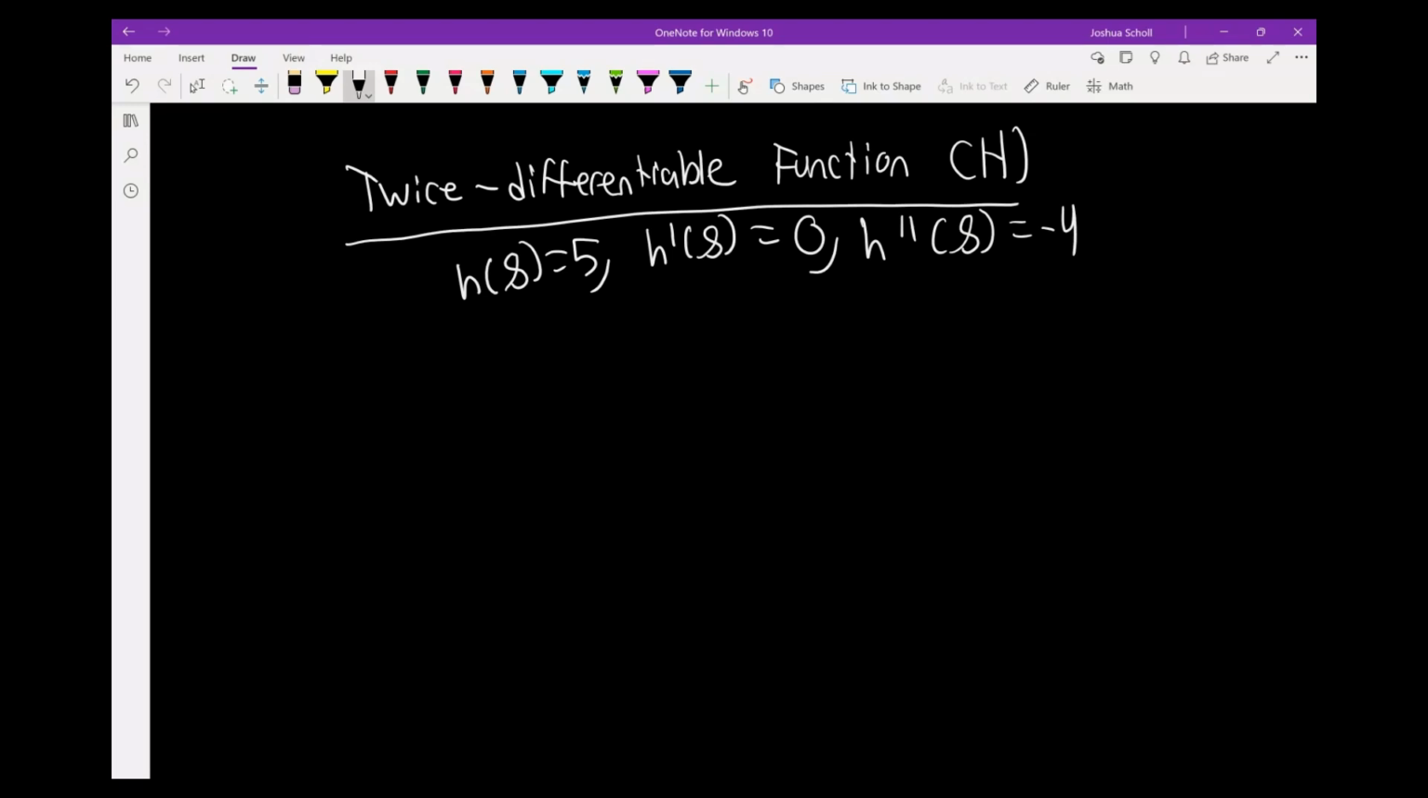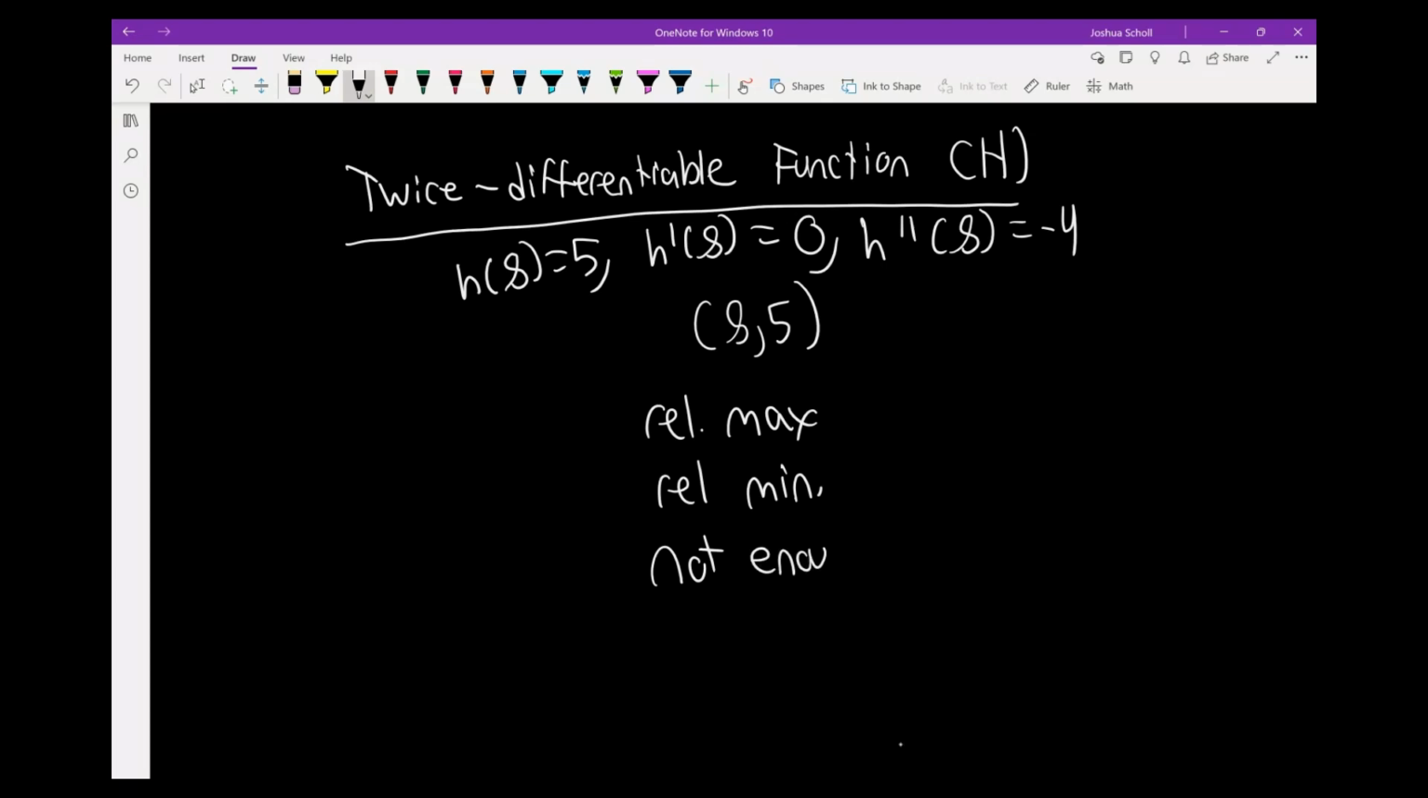And we have to find whether the point (8, 5) is a relative maximum, a relative minimum, or there's not enough info, or in other words, it's inconclusive. So take a minute, pause the video, and unpause it when you figured it out.